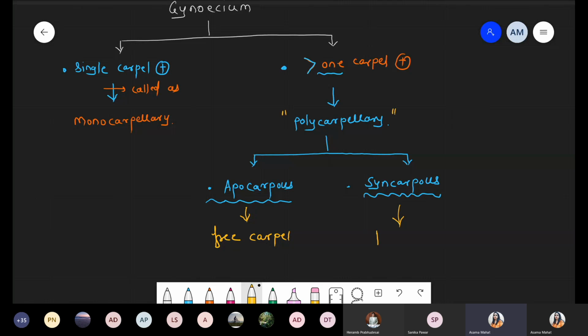Syn means fusion of carpels. For sepals and petals, fusion is represented by the word gamo: gamopetalous, gamosepalous. But here we use the word syncarpous. So remember this point, one question can come from apocarpous and syncarpous. Only for the gynoecium do we use these different names, apocarpous and syncarpous. Is this point clear? Should I continue next?